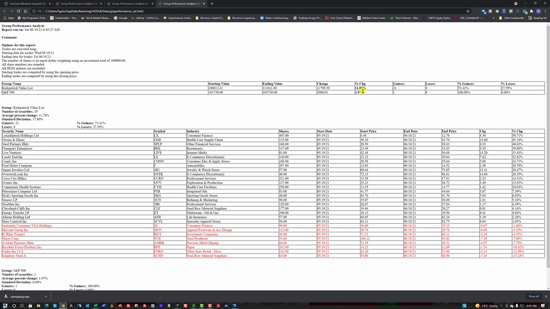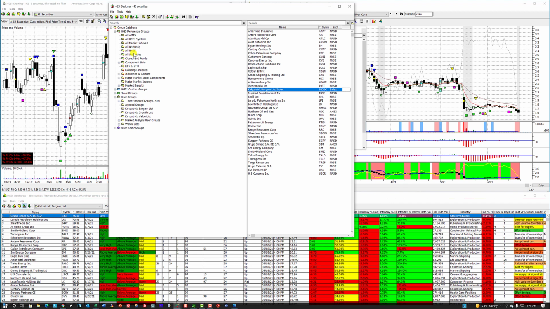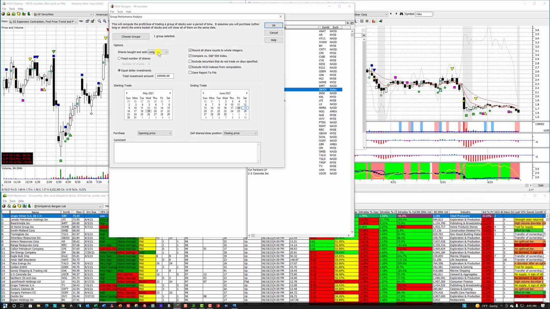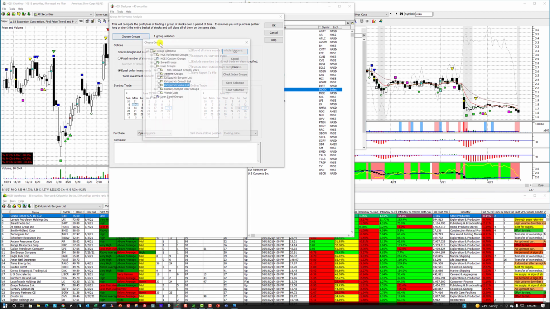For the month, what did it do? 11.8. And you can see this is a much smaller group. You are going to have some overlap in some of these groups. Now, let's go back here. I'm going to change the date to, okay, let's just do it from June 7th through the 18th. That would be last week, or the prior week and last week. I'll just work my way backwards.